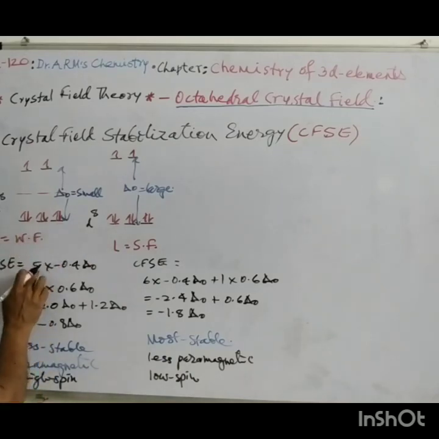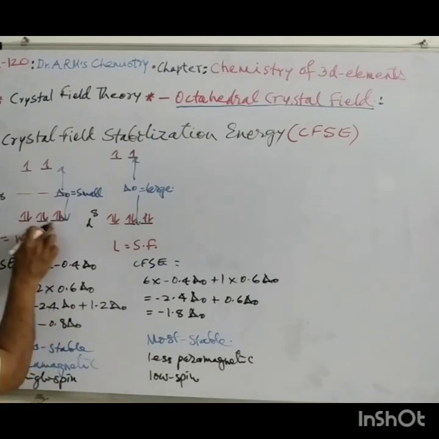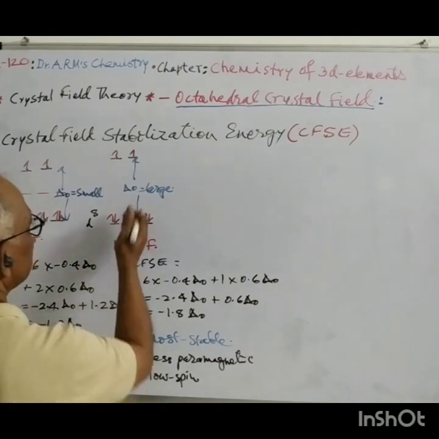Now if we calculate the CFSE, that is 6 into minus 0.4, and this 2 into 0.6 delta O. So it gives how much? Minus 2.4 plus 1.2. 6 into minus 0.4 gives minus 2.4. So ultimately it will give minus 1.2 delta O. Now here you will find that the same value.